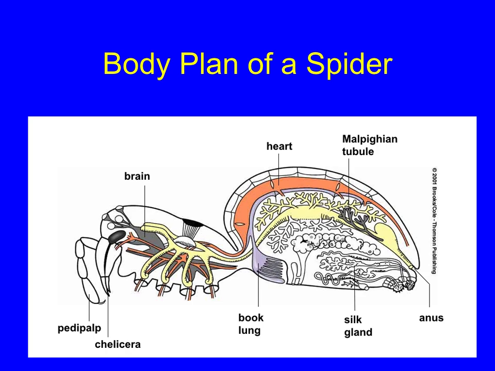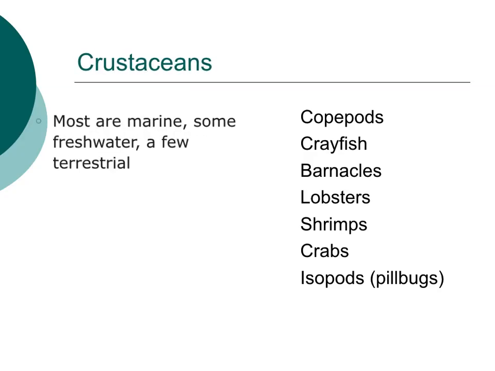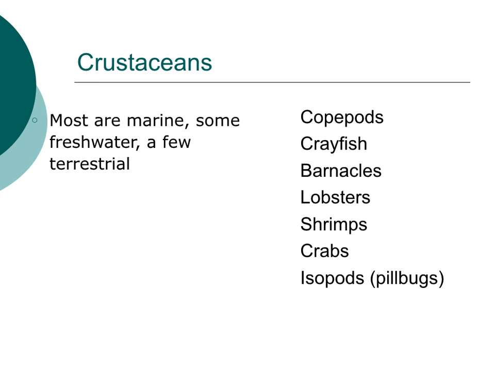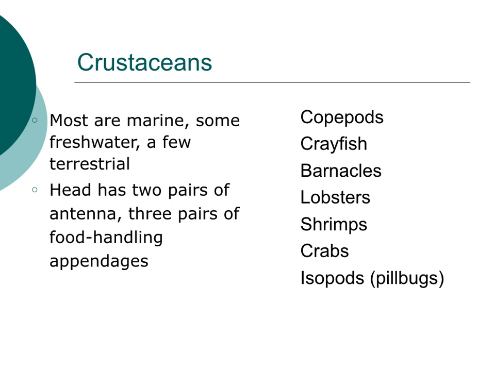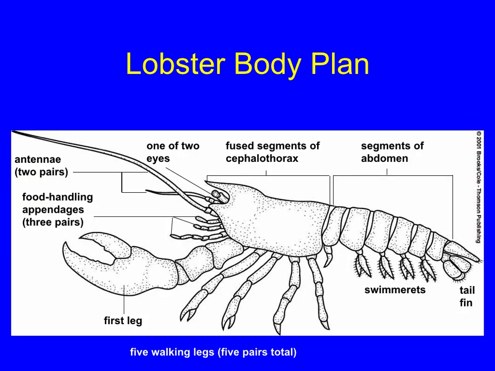back end of that. In crustaceans, most are marine, and a few are freshwater. Okay, in terrestrial, we have copepods, crayfish, barnacles, lobsters, shrimps, crabs, and isopods, which are pill bugs. The head has 2 pairs of antennae and 3 pairs of food handling appendages. So we see the lobster body plan right here: the 2 pairs of antennae, the appendages, the pairs of legs, and the segments of the abdomen.